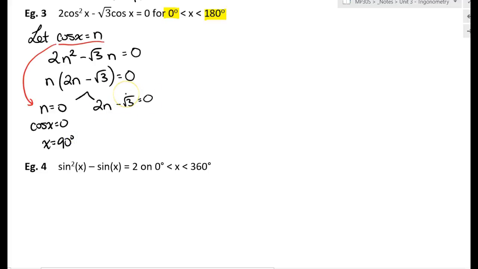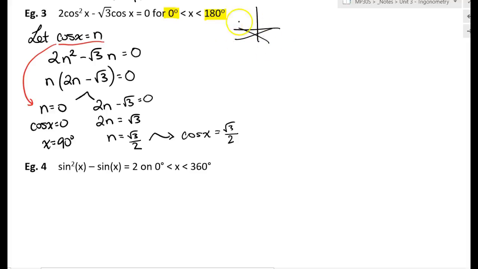Okay, this side is a little bit trickier. I'm going to keep it with n a little bit longer until n is isolated. So I've got 2n equals root 3, or n equals root 3 over 2. If this is the case, then cos x equals root 3 over 2, positive root 3 over 2 specifically. And so we're dealing with quadrants 1 and 2 here, so we're not dealing with 3 and 4. Cosine is only positive in quadrant 1 out of those two, which means I'm only dealing with quadrant 1.